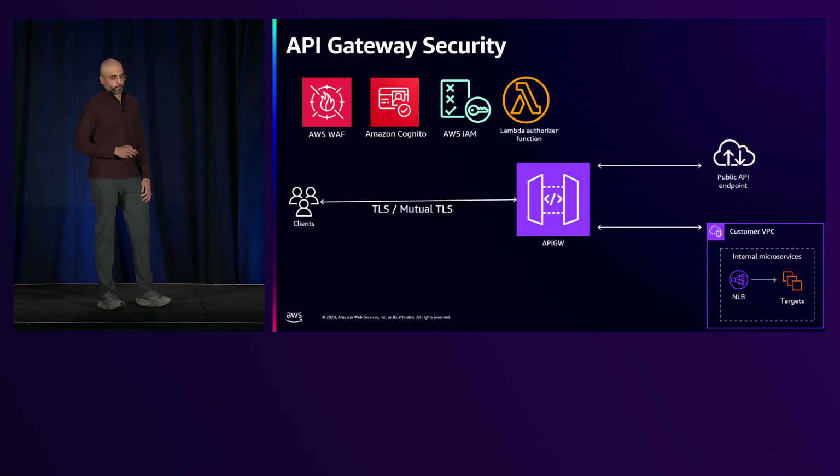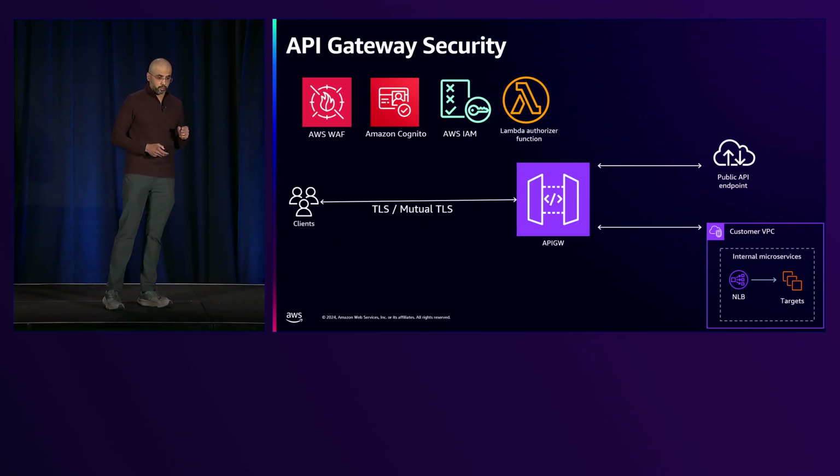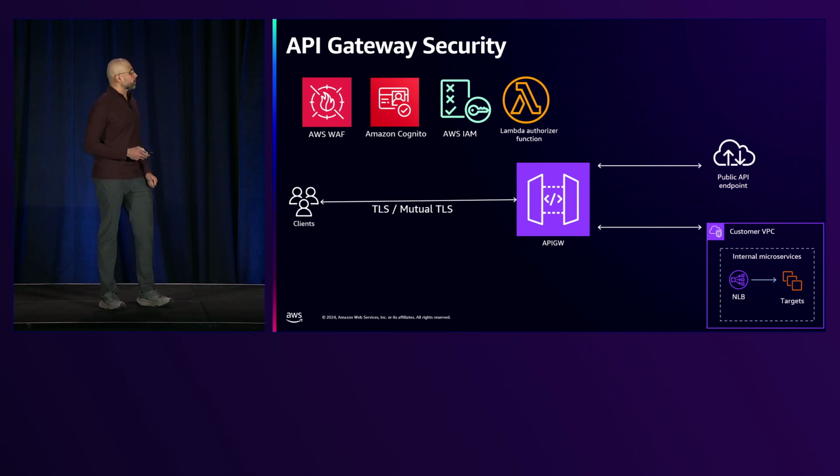From a security standpoint, API Gateway can do much more than ALB. So you have TLS, mutual TLS, user auth with Cognito. You can use IAM-based auth if you want to authenticate AWS principals. And if you want to run your custom auth logic, you can use Lambda Authorizer.